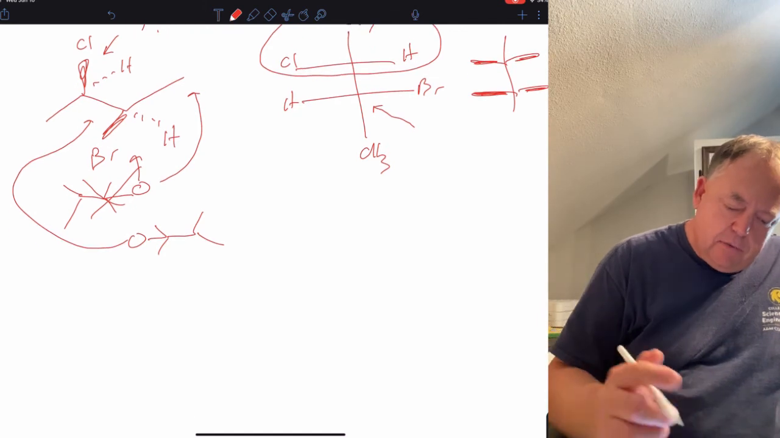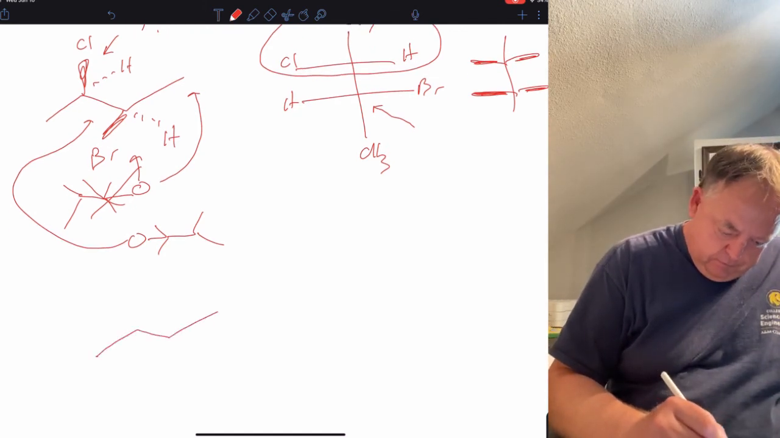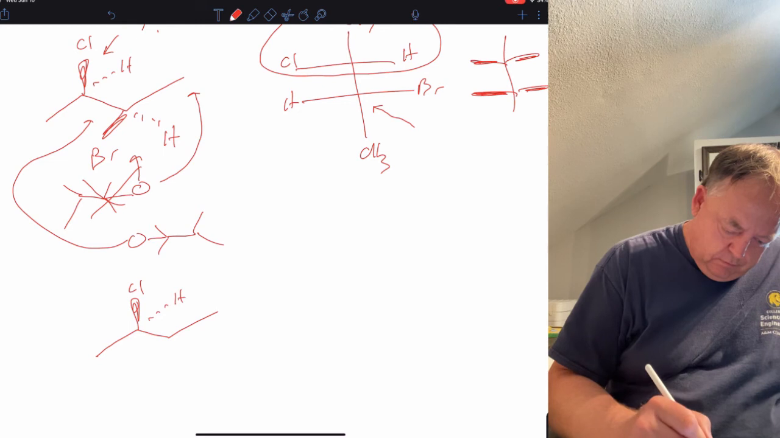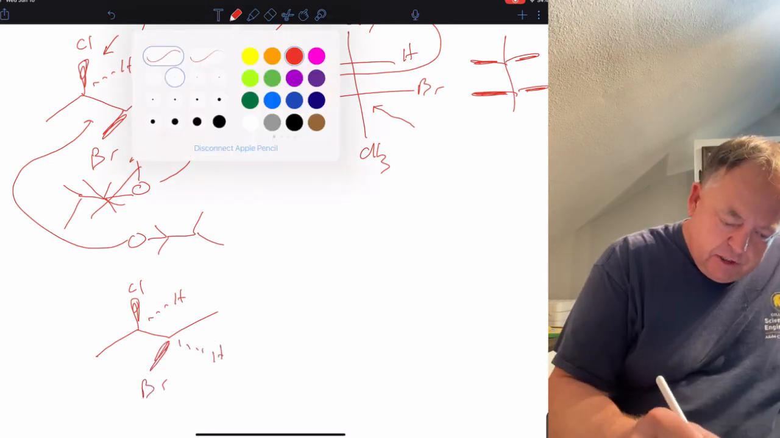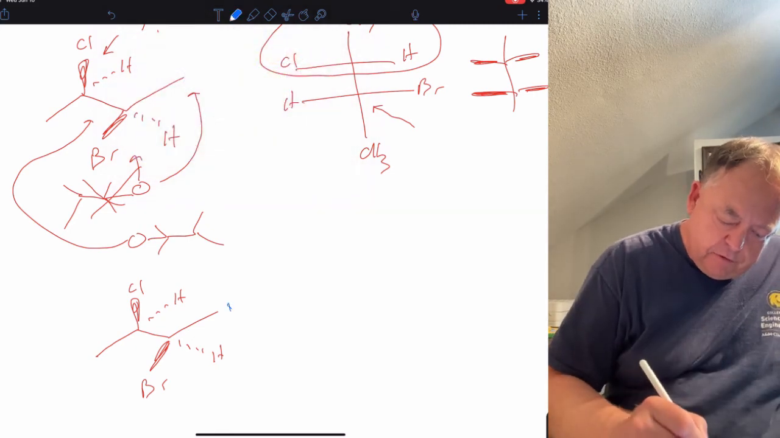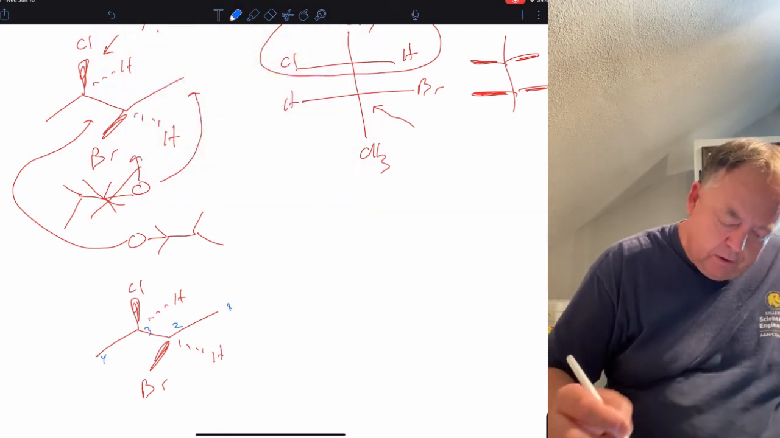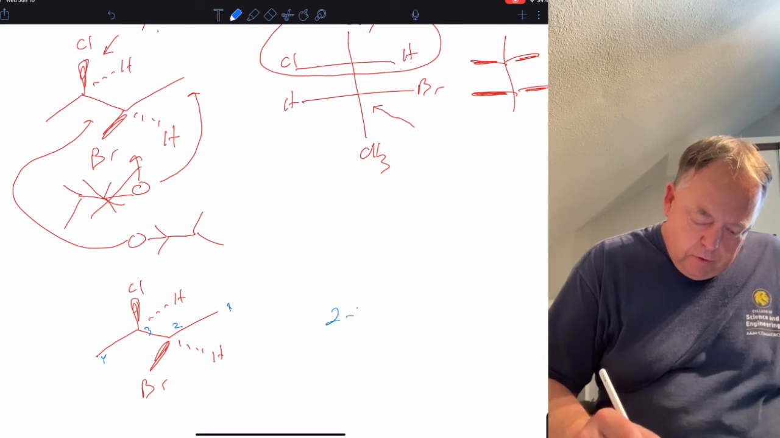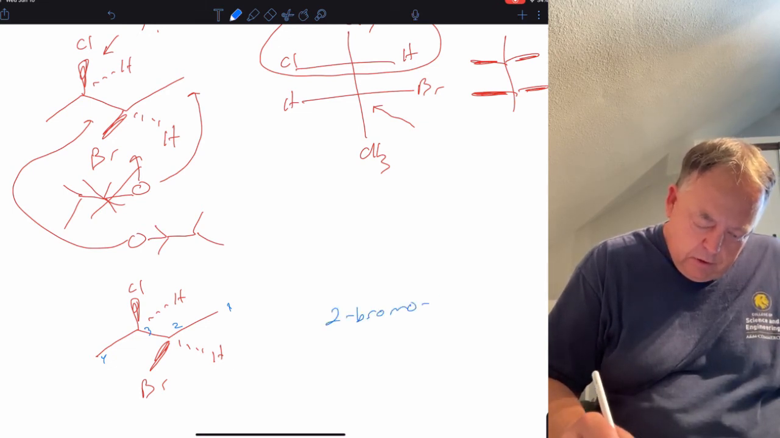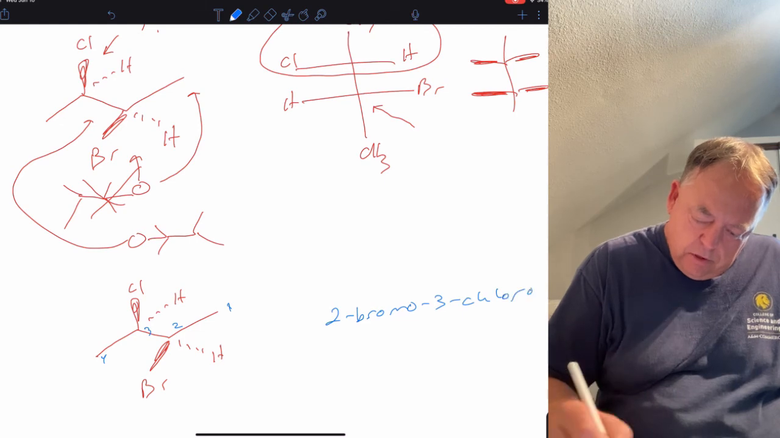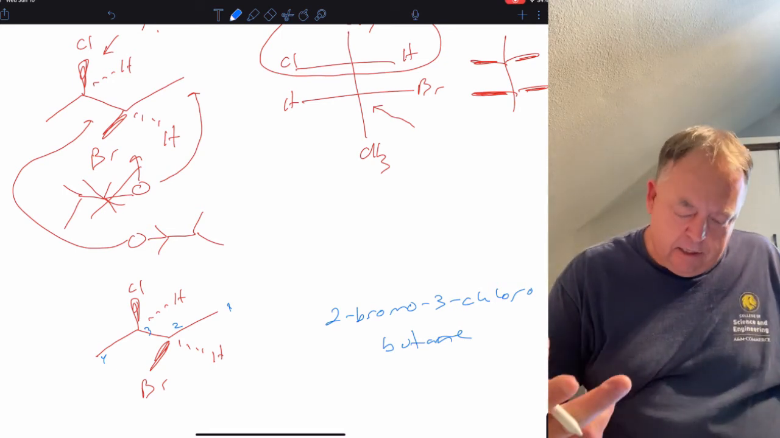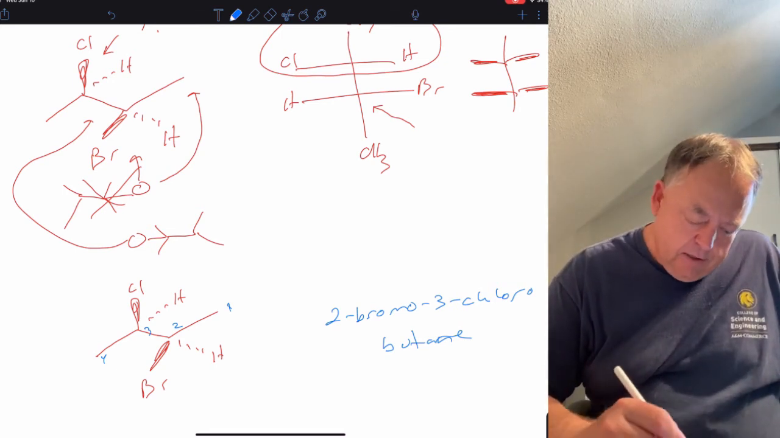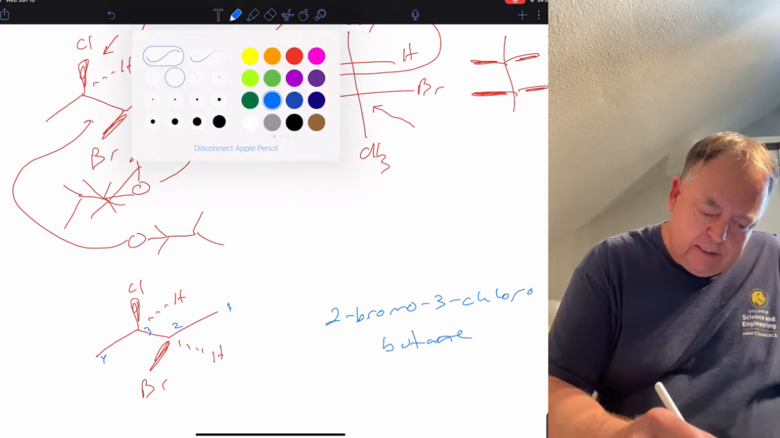Okay, so if we name this molecule, first of all, let's just name it without worrying about stereochemistry first. So 1, 2, 3, 4. So we would have 2-bromo, 3-chloro, butane. But this is a chiral molecule, and the chirality is clearly shown, so we need to indicate the stereochemistry in the name. So now we need to assign stereochemistry at each chiral carbon.